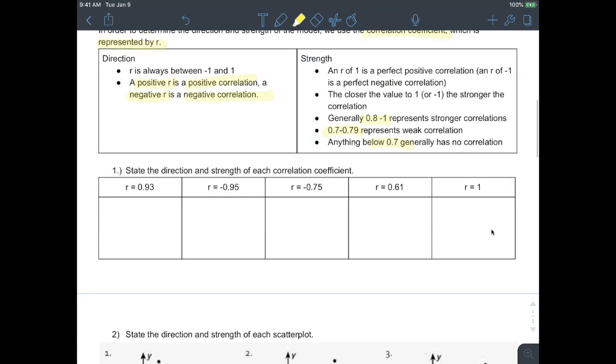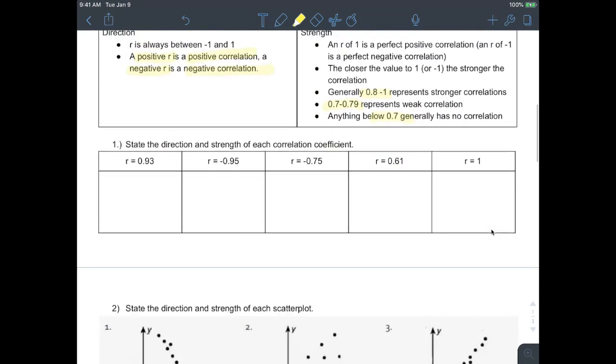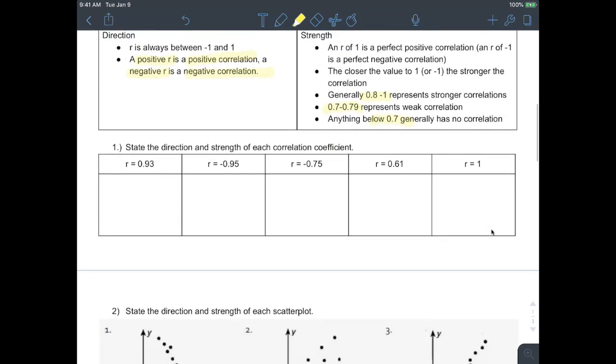So if I look at the next ones, we're going to state the direction and the strength of each correlation. So R is equal to 0.93. That is between 0.8 and 1. That is a strong correlation. And is it positive or negative? It's positive because the R value is positive. Go ahead and work on the next 4, and we're going to go over those in a second.